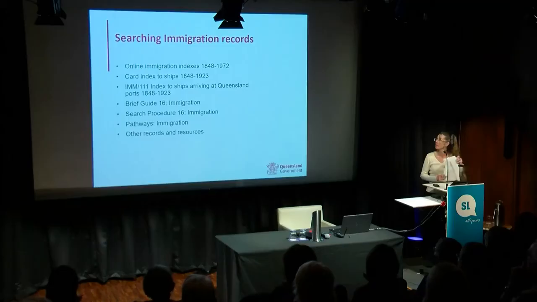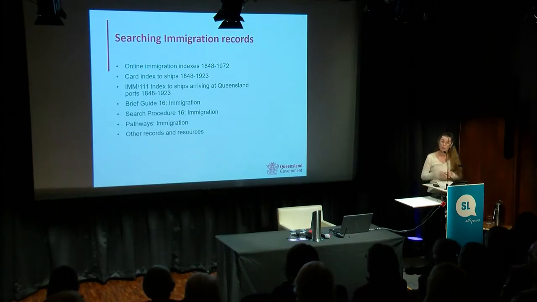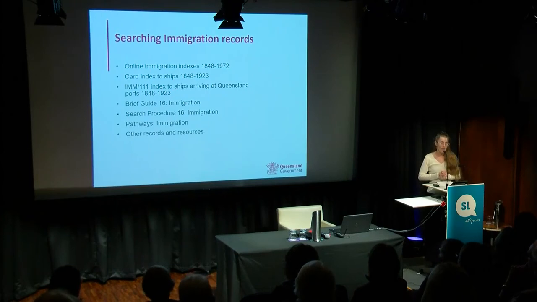How to search our immigration records. We have the brief guide, which I mentioned earlier, which is outside for you. We also have a search procedure that you can use in our public search room. It's called search procedure number 16 on immigration. We have a pathways guidebook on immigration, which you can use in the public search room. And if we have any old spare copies, they're free, you just ask for them.